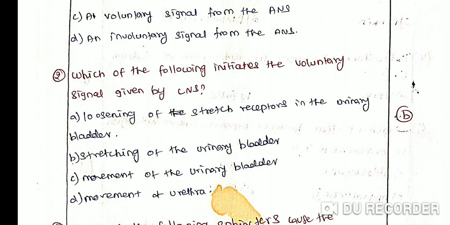Explanation: the signal given by CNS is initiated by the stretching of the urinary bladder as it gets filled with the urine. In response, the stretch receptors of the walls of the bladder send a signal to the CNS. Next question.